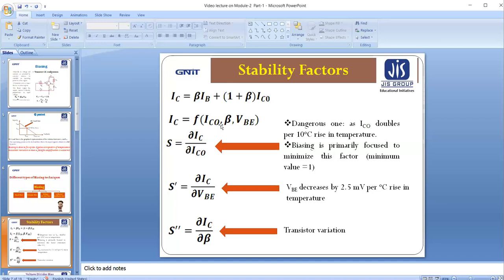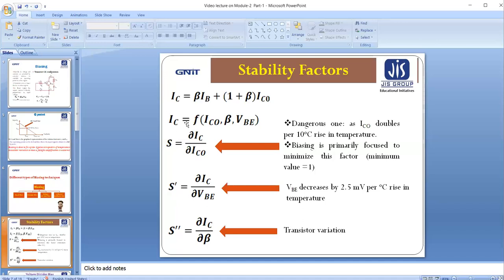Now, due to these three different parameters, there are three stability factors. The first one is S equals del IC by del ICO. The second one is S prime equals del IC by del VBE, and S double prime is del IC by del beta. Why have we used partial differentiation?